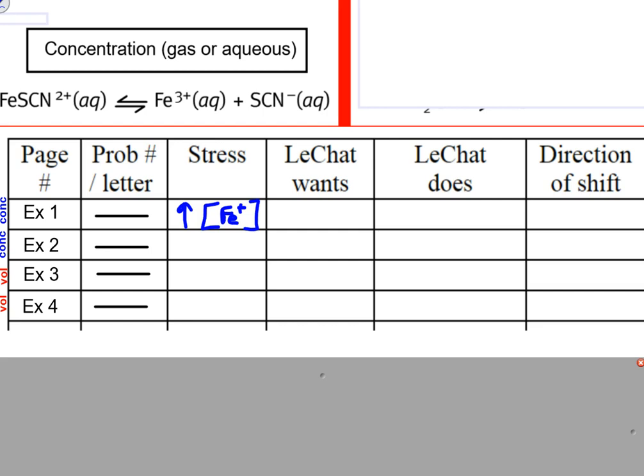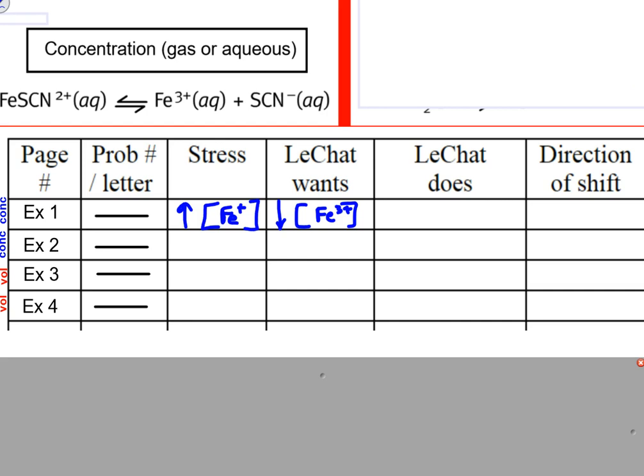He wants it to go down, of course. So now we have to think about our rules and see how that's going to happen. He wants that Fe, what was that, a plus or a 2 plus? 3 plus. 3 plus. Is that right for the video?